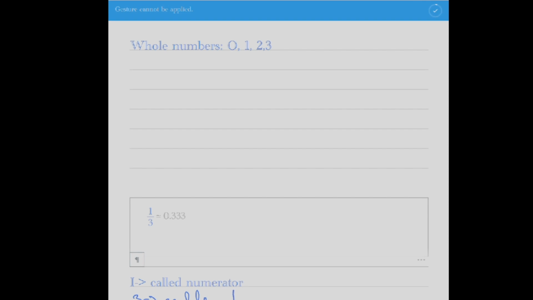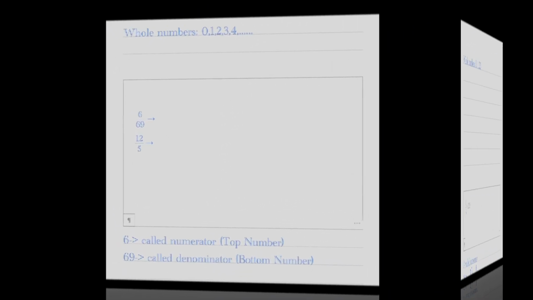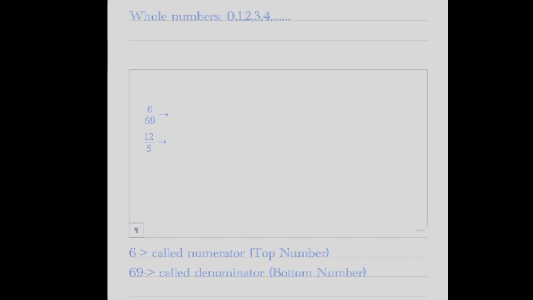In this fraction, the top number, 1, is called the numerator, and the 3 is called the denominator. There are two types of fractions, proper and improper.